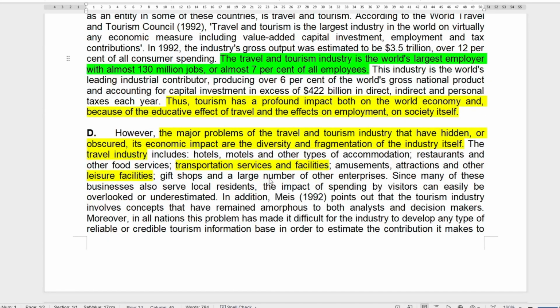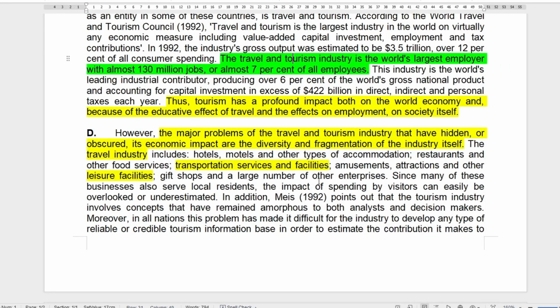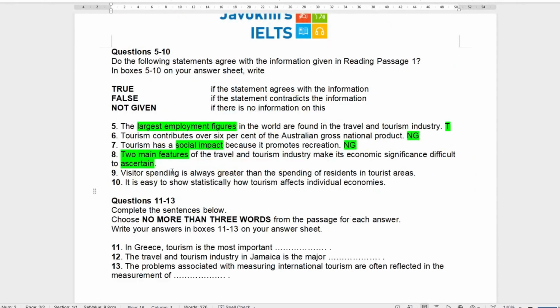So where's the answer? I think it's in paragraph D, 100%. That's for sure. They said the major problems of the travel industry that have hidden or obscured its economic impact are the diversity and the fragmentation. So it's two main features. The travel industry includes hotels, motels, and so on. So the two features, diversity and fragmentation, have hidden its economic impact. Hidden its economic impact means economic significance is difficult to ascertain. So that's probably the answer for us. I think that's true.